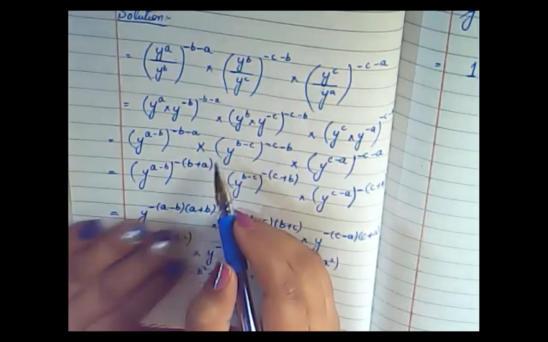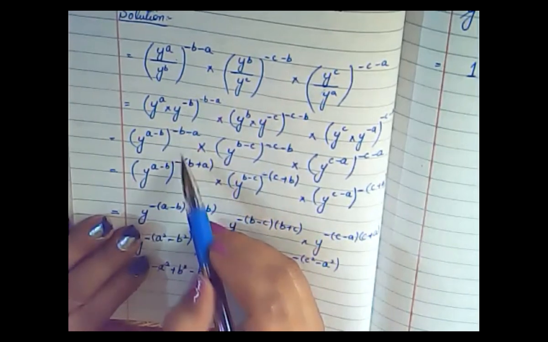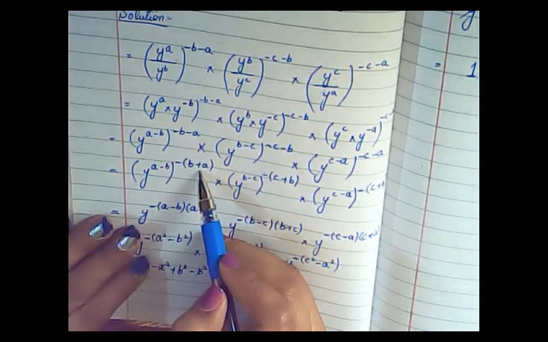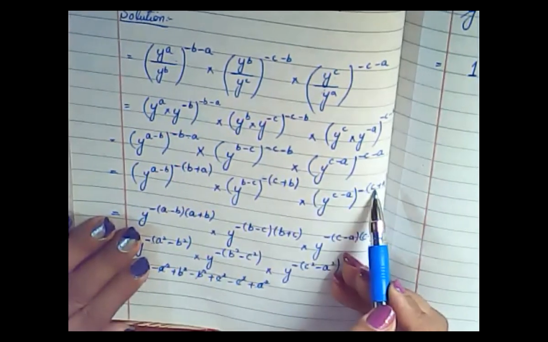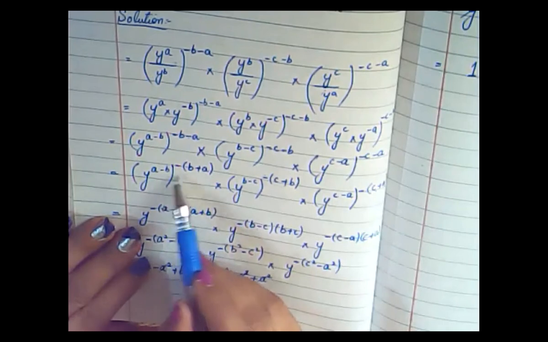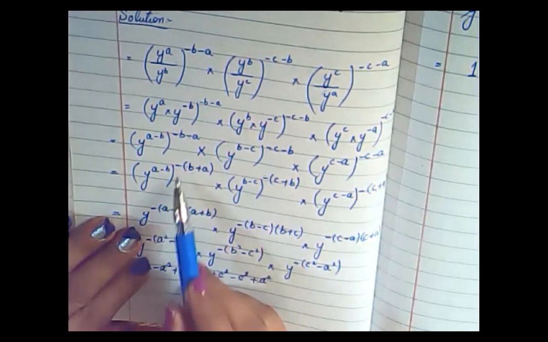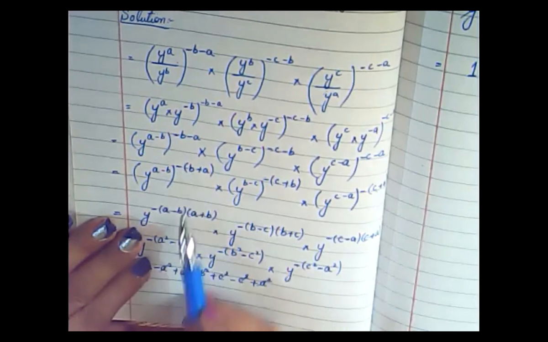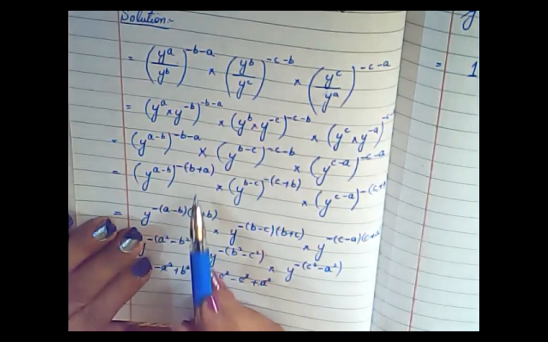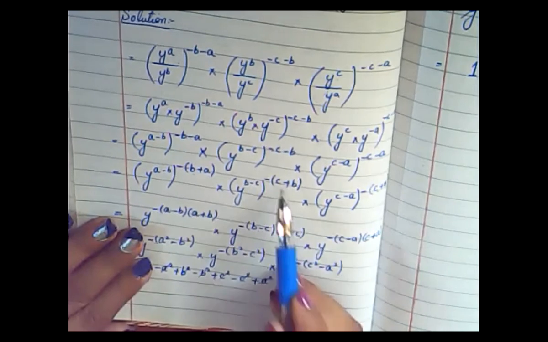After that, I'm going to take the minus as a common sign here, and then minus minus will be plus, minus minus will be plus, and minus minus will be plus. Then simply I'm going to multiply power with the power. So taking minus, I will write minus first and then simply multiply power with the power. So what you will get: (a minus b)(a plus b), (b minus c)(b plus c).